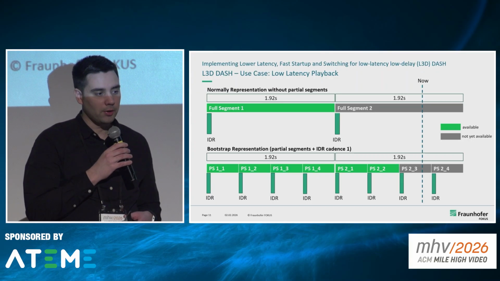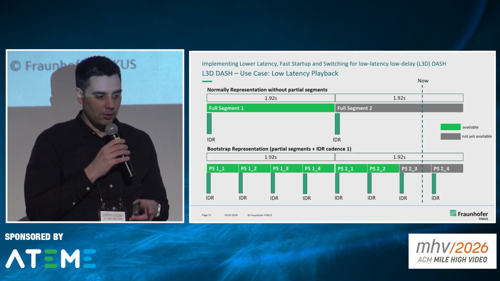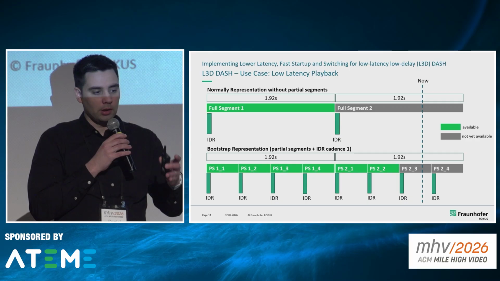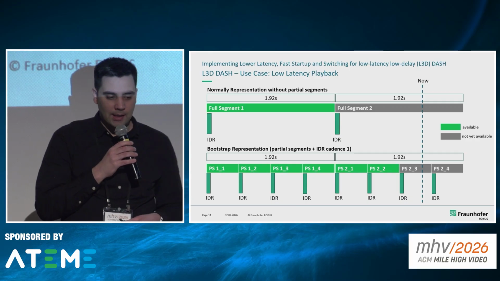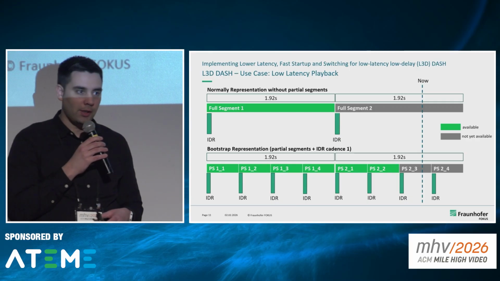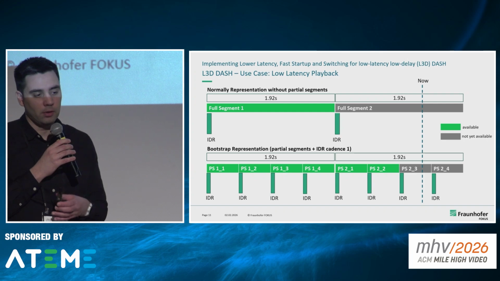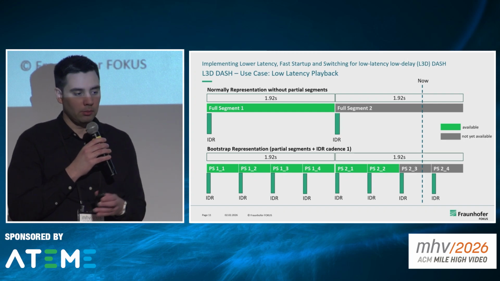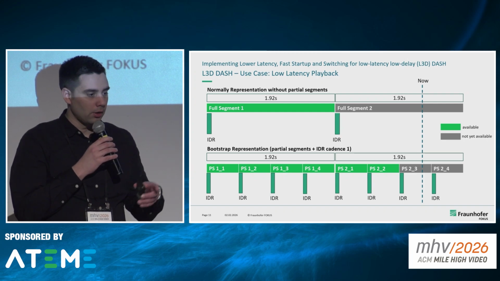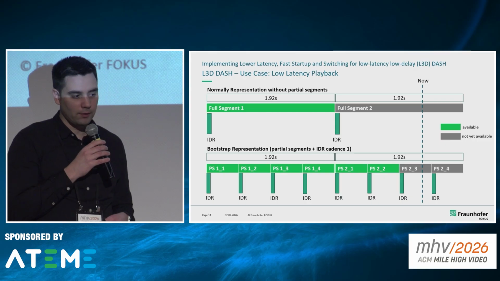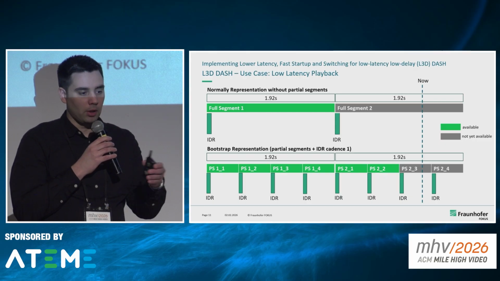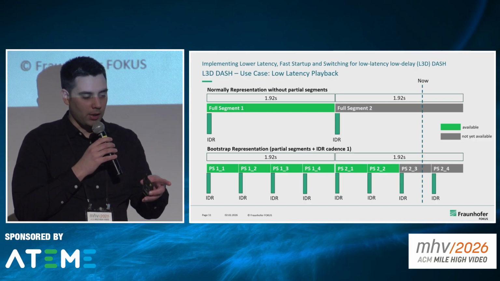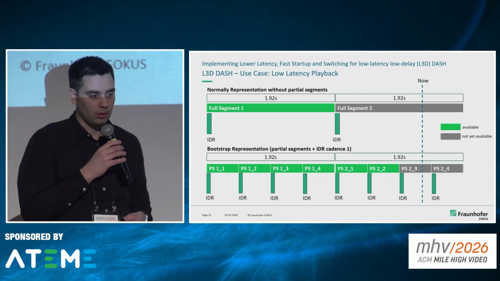On the top, you see a normal representation without partial segments. Assume that we are at the now time. This is the dotted line at the right side. As a client, I would need to wait for full segment number 2 to be available before I can download that and play that. I need complete moof and mdat box combinations. So in this case, I would need to start playback with full segment number 1 somewhere, and then I have a higher latency if you compare that to the bootstrap representation on the bottom.